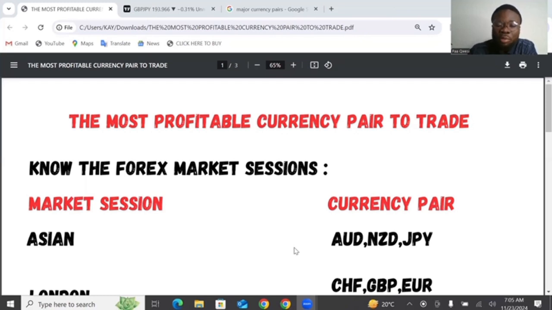So it is very important to know the currency pair that best fits the strategy that you trade. As I've been saying, not all currencies will fit the strategy that you trade. Some of the currencies are not going to be respecting your strategy or your system that you use to trade. So it is very important to know which currency pair you are going for, especially if you are trading the forex market.